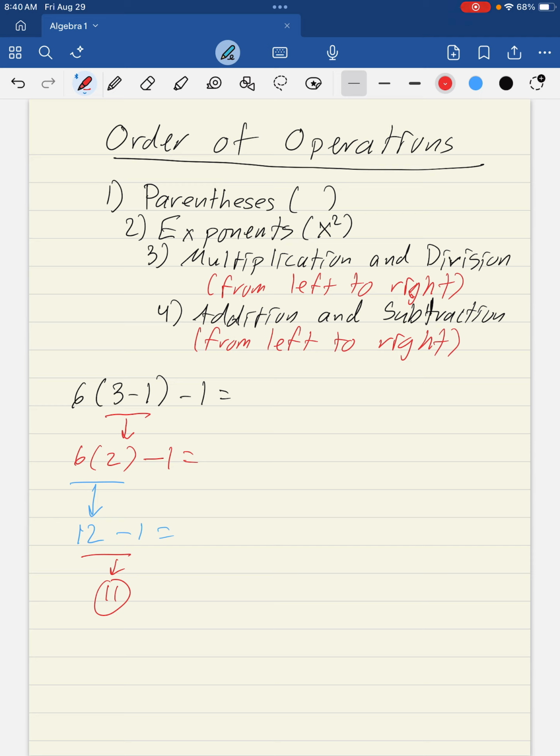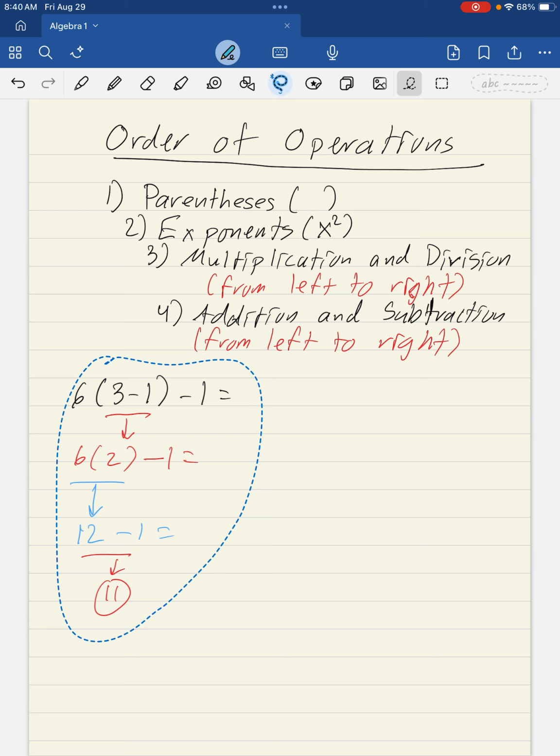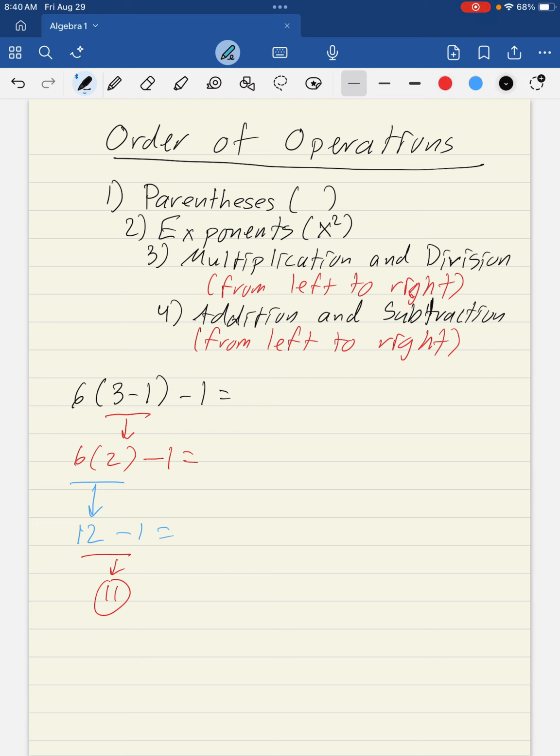If it helps to write out your problems like this also, where you're solving it one step at a time, definitely feel free to do that. You just need to have a little scratch paper for that. Let's try another one.